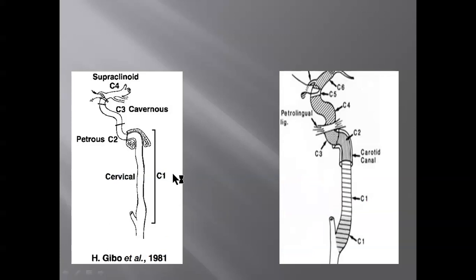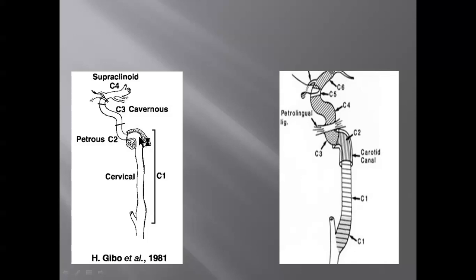Now, again, this image represents the Gibo classification. We already talked about the C1 cervical part. Now it has entered the skull base, inside the carotid canal, inside the Petrous part of the temporal bone. Once the internal carotid artery enters the Petrous part or the carotid canal, it represents the Petrous segment, that is the C2 segment. Inside this C2 segment, the Petrous part has a vertical part, an angle, that is a genu, and a horizontal part over here.